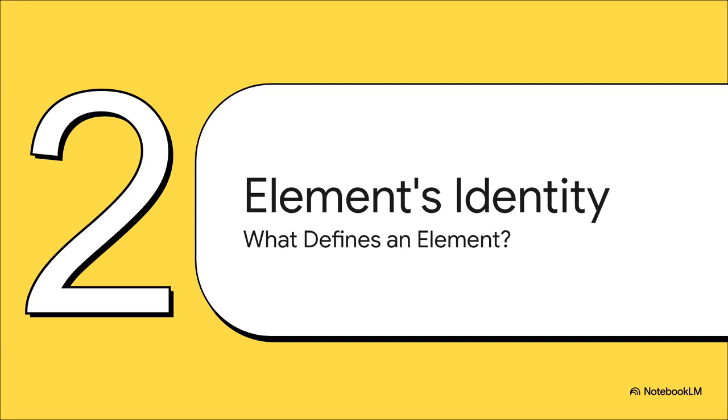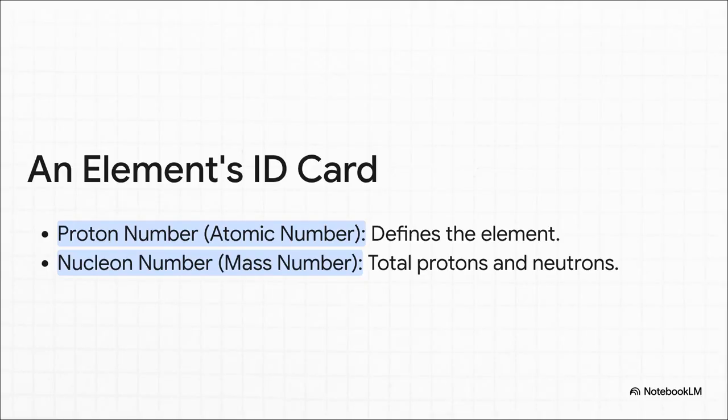Okay, moving on. Let's talk about identity. What actually makes a carbon atom carbon, and not, say, an oxygen atom or a gold atom? Well, the secret? It's all in the nucleus. The best way to think about this is like an ID card for the atom. The most important number on that card, the one that defines everything, is the proton number. You'll also hear it called the atomic number.